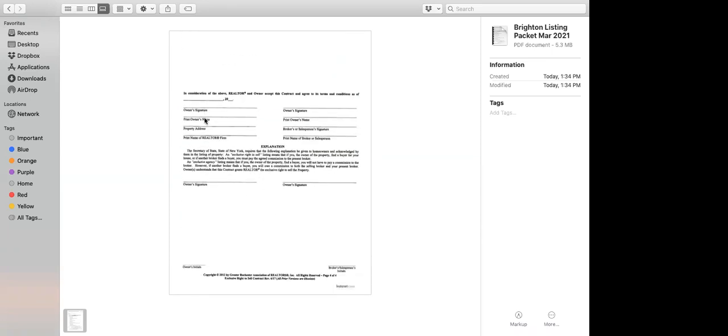Owners will sign, print. We have to sign, print. They'll sign, and then every page needs to be initialed by the owners and by us. Any questions on that form?